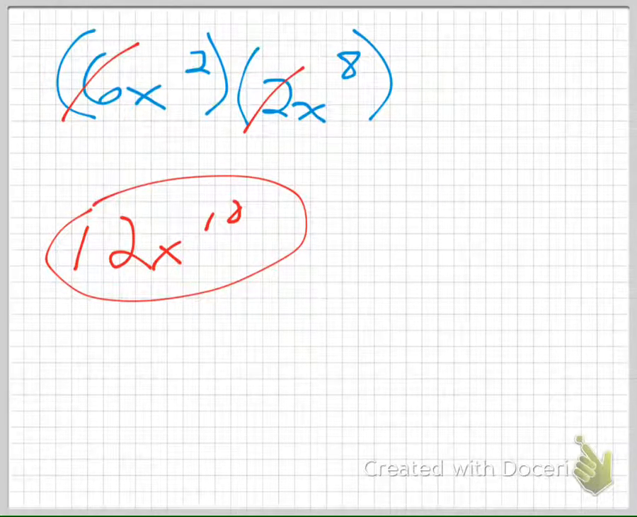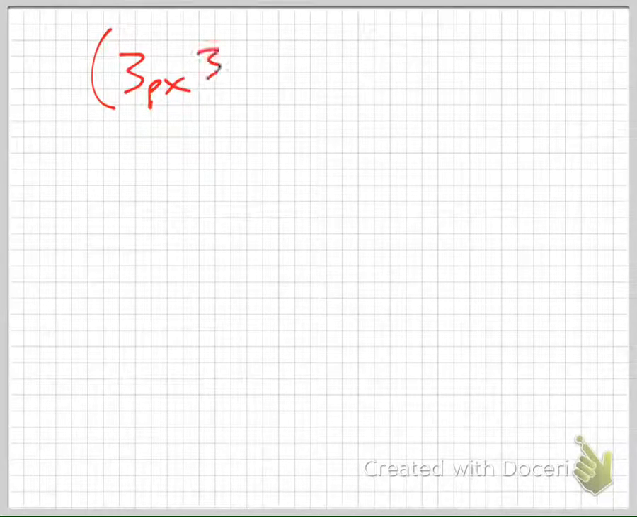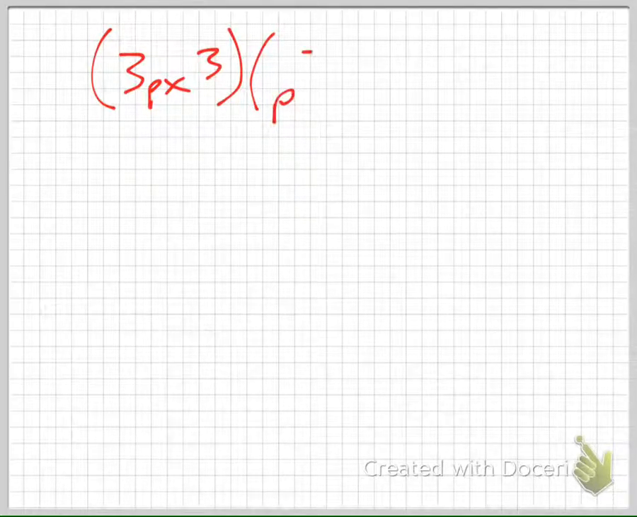Make sense? Okay. You guys try one then. Let's do a good one here. We'll do a big ugly one. 3px to the 3rd times p to the 3rd x to the 4th.